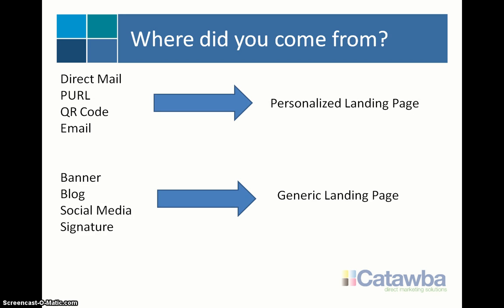So if you're watching this webinar, you probably received some type of marketing piece from us, or Catawba Direct Marketing Solutions. You either received a direct mail piece with a personalized URL, you scanned a QR code or you received an email, and then that actually drove you to a personalized landing page to where you could register for this webinar. It's also possible that you came to this webinar through a banner on our website.